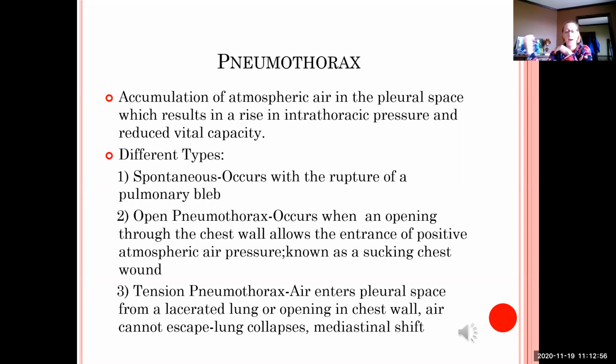It allows entrance of positive atmospheric air, and these would be like your sucking chest wounds. So you want to try and occlude that as soon as possible to prevent more air from going into that cavity that can't then escape and really puts force on the lung. Tension pneumothorax: air enters the pleural space from a lacerated lung or opening in the chest wall, and the air cannot escape, and the lung collapses. And so they'll have a mediastinal shift. They could have a tension pneumothorax with an open pneumothorax if it's open, but then for whatever reason the air can't escape, it's going to result in the tension pneumothorax.